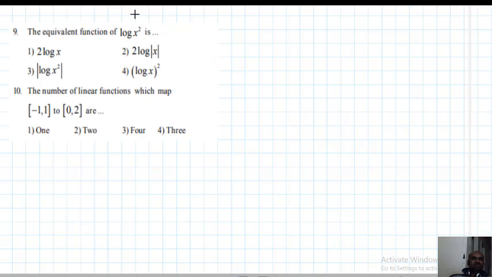Okay, ninth question. Equivalent function. If this function is given, this function is equal to which of the following? log x square. From law number 3 of logarithms we can write 2 into log x. So many students will make this mistake. They are saying that log x square is equal to 2 log x. Okay, as an equality only, but in the function sense these two are not equal.